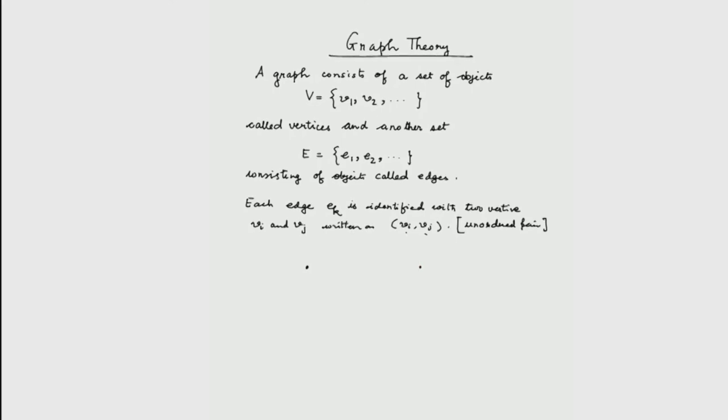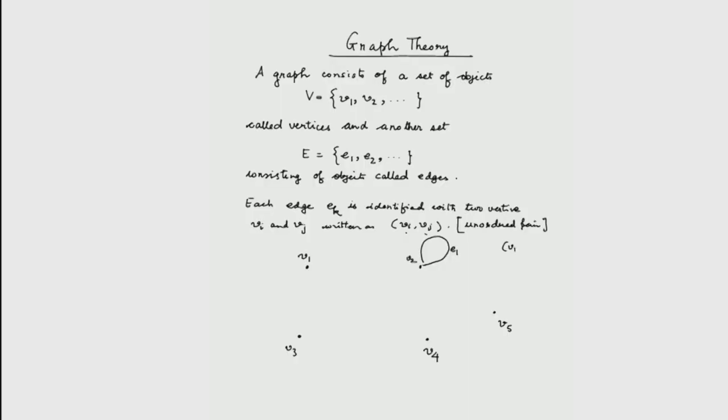So, let us look at an example of a graph. We have got vertices which we write as points on a plane. Let us name these points, call them V1, V2, V3, V4 and V5. Now, we start writing the edges. The edge E1 is in a way interesting because the vertices corresponding to E1 are not distinct. E1 corresponds to the pair V1, V1. It is called a self loop.